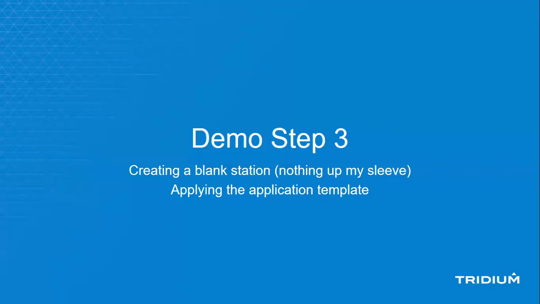So now let's go ahead and take this template and apply it to a brand new running station and make that station into a heat pump. So in this step, I'm going to create a blank station. Nothing's up my sleeve there, it's just completely empty. And then I'll apply the actual application template to make it into a heat pump with specific configuration.